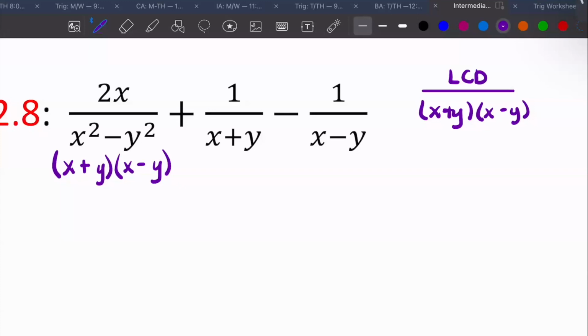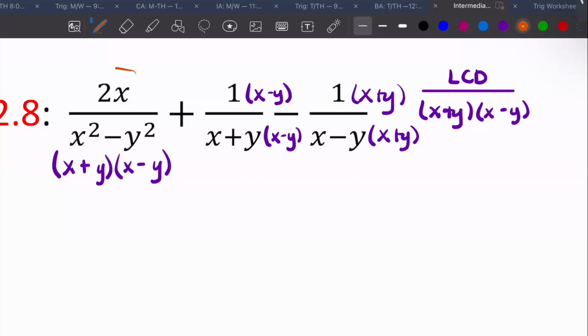So now we're going to look, and we need every fraction to say x plus y, x minus y on the bottom. And if it doesn't, that's what we're going to multiply by. The first one, we're good. It says x plus y, x minus y, so we don't need to multiply by anything. This one needs an x minus y. This one needs an x plus y. Now that they all say that, we're just looking here.